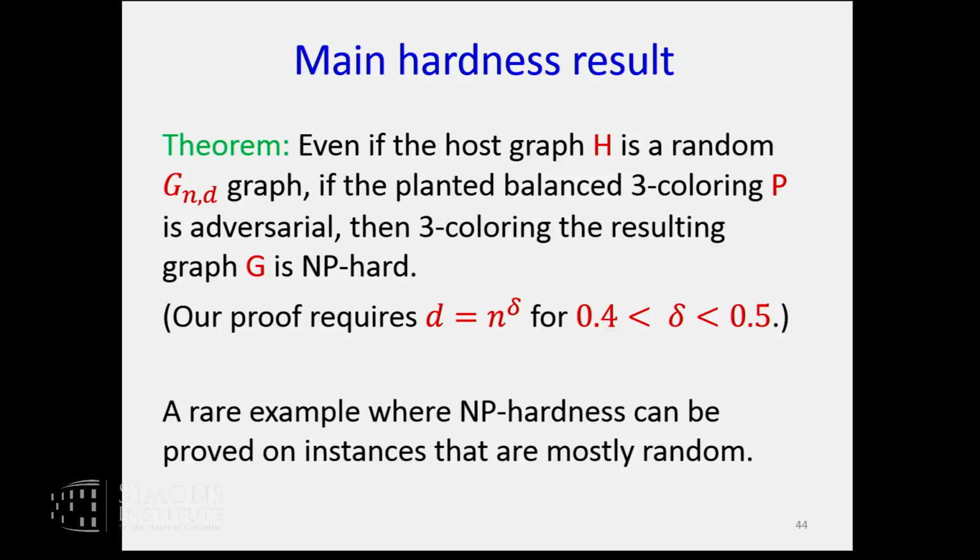And what's nice about this result is that it's one of those rare examples in which you can prove NP-hardness for instances which are mostly random. So the host graph was random, so almost all the choices are random. Okay, the adversary could choose the planted partition, but that's not that many choices compared to putting in all the edges. And still you can prove a hardness result not under the assumption that some other random problem is hard, but really under some worst case assumption.